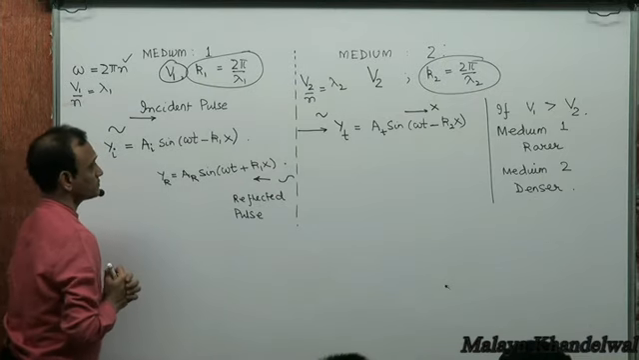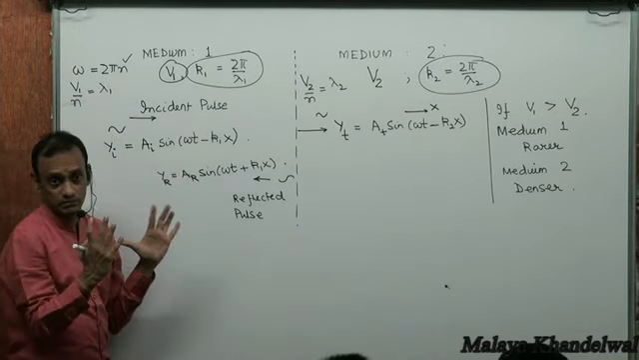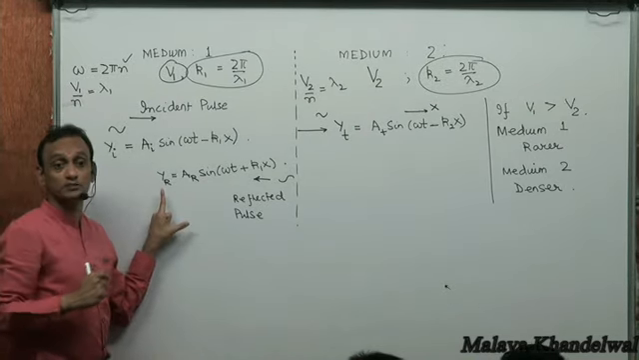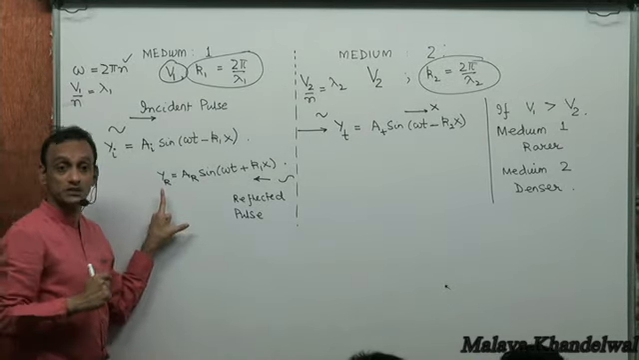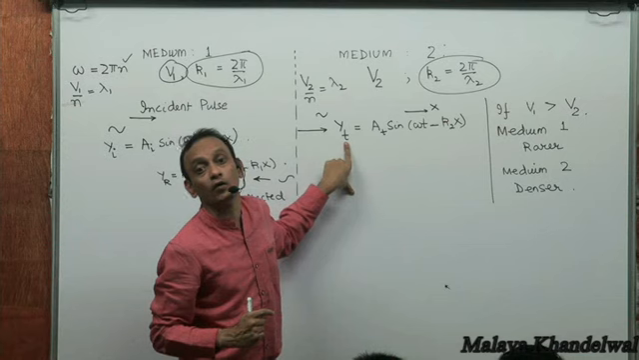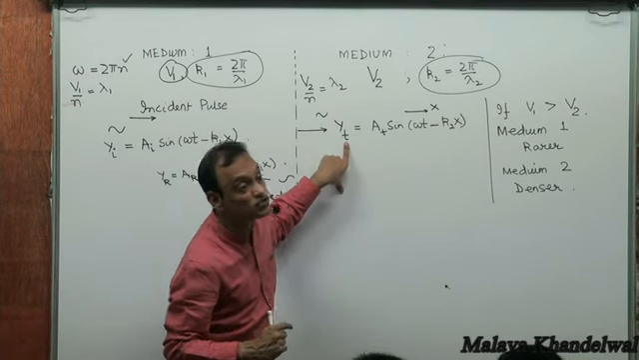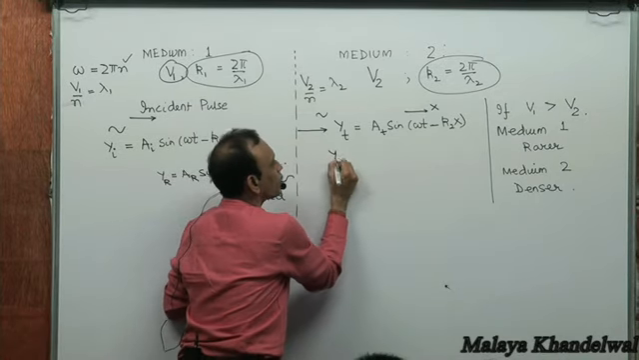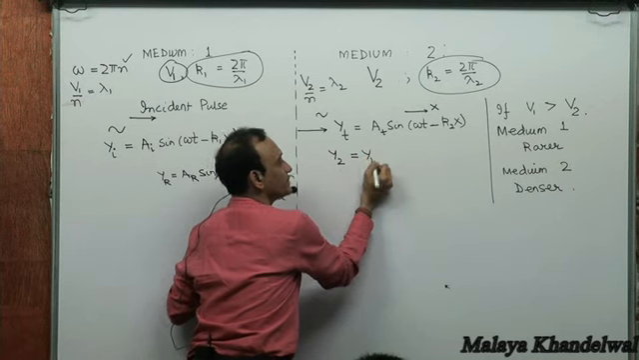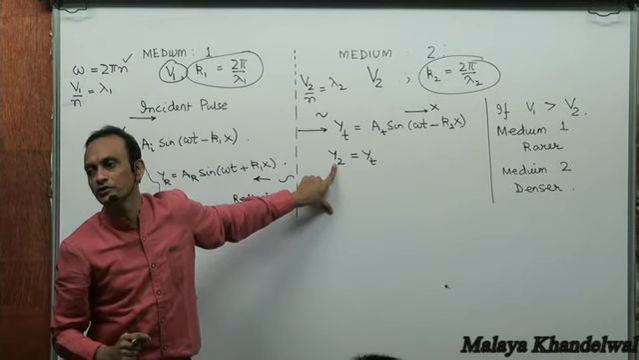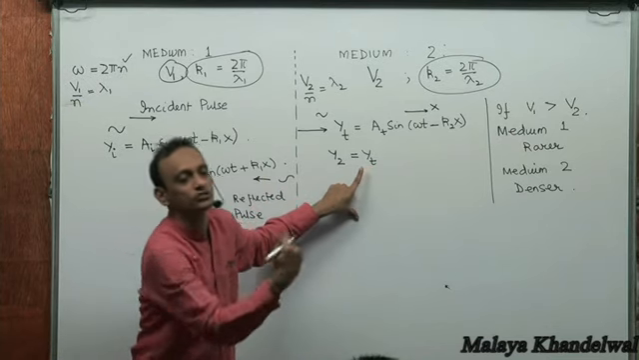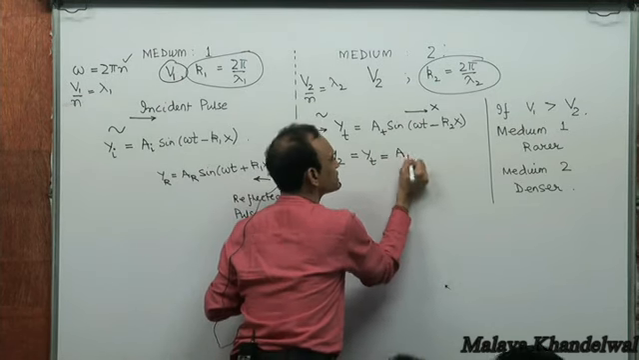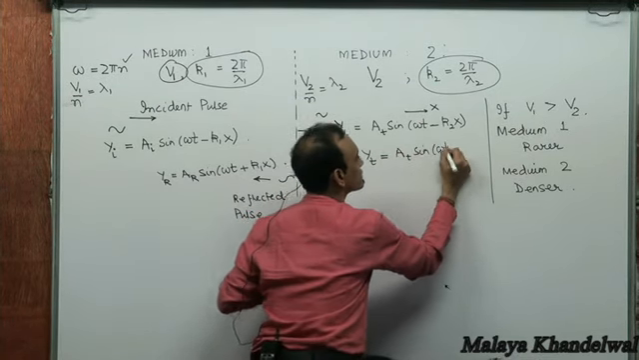Now, in the incident medium, what happens? In the incident medium, there is superposition of the incident and reflected pulse, right? However, in the transmitted medium, this is the only energy pulse traveling. So in the transmitted medium, y2 is the same as y_T, which is A_T sin(ωt − k2x).